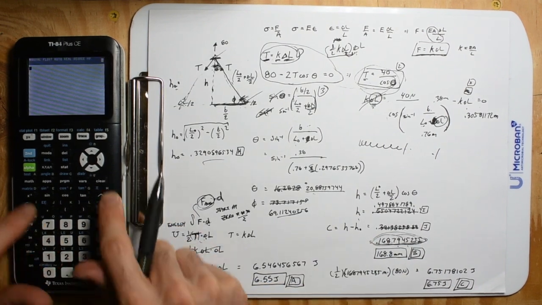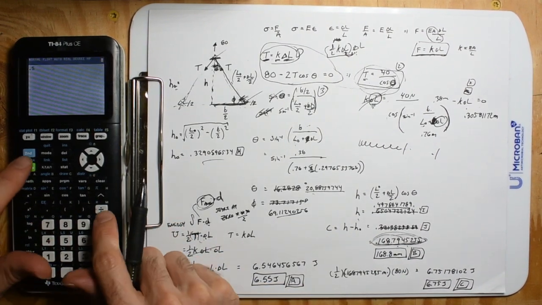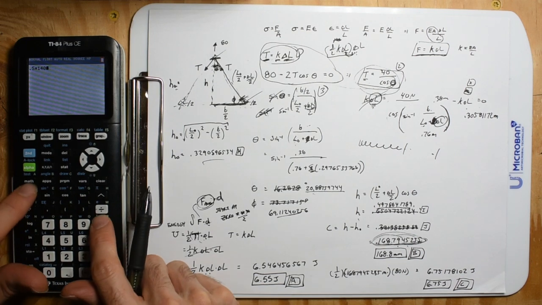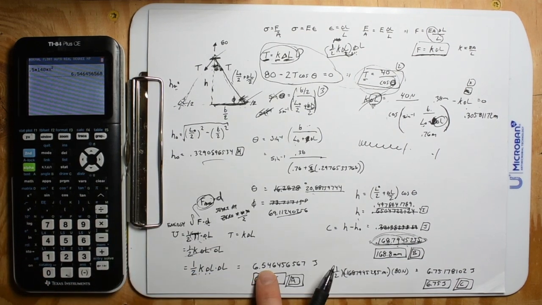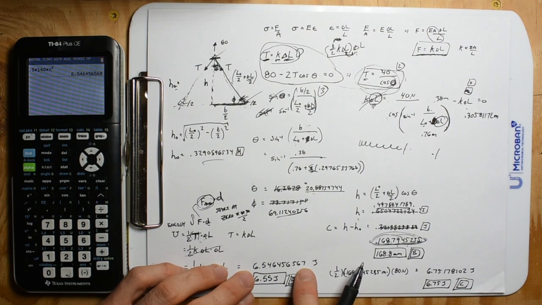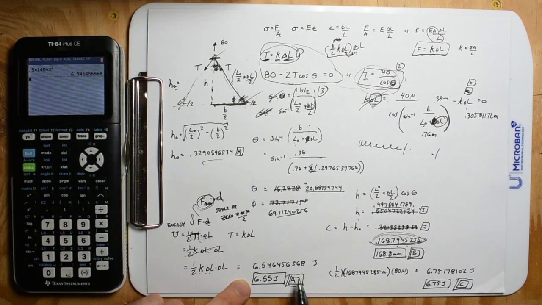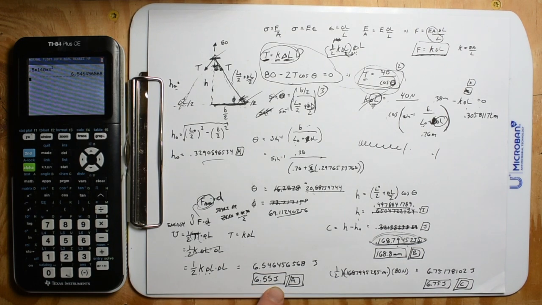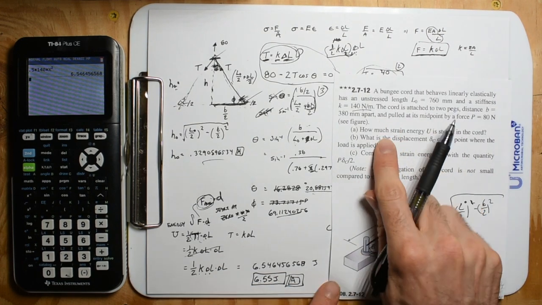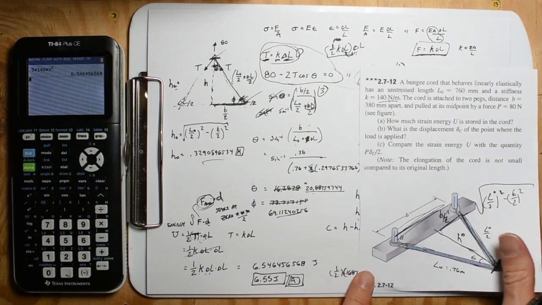And so 0.5 times 140 times the change in length squared. And we get 6.5, and then just to 10 digits, so you can actually double check this. It looks like my calculator wanted to do that in 8 now. Okay, and then we get 6.55 joules. And so that was the first answer for this problem: how much strain energy is stored in the cord.